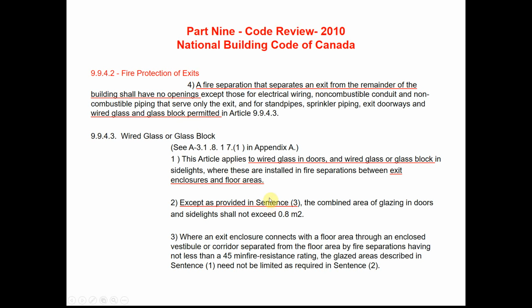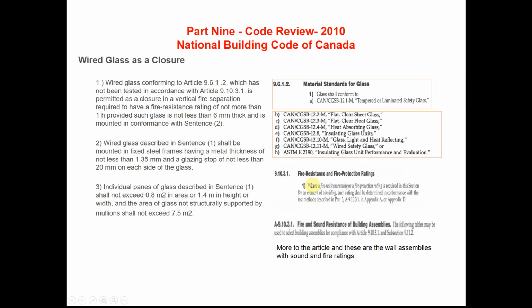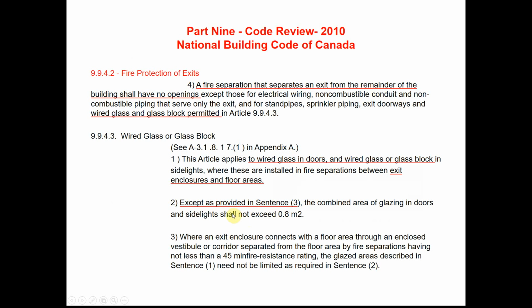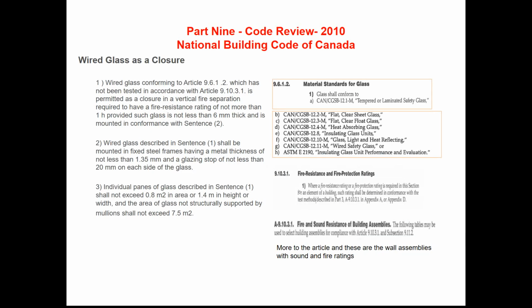Okay, then we go to 9.4.3. They say it applies to wired glass in side lights between an exit enclosure and floor areas. Except for 3, it gives you some more exceptions. Glass as a closure, which is perfectly allowable. So if you have a closure in a separation, you can put in wired glass.